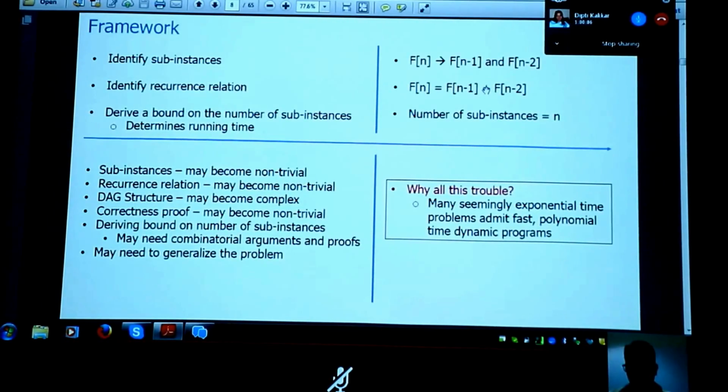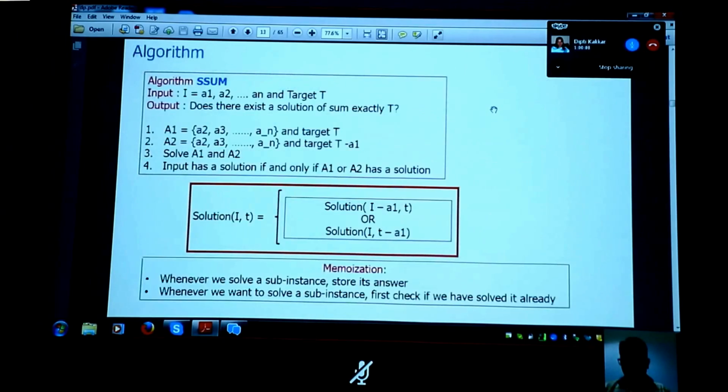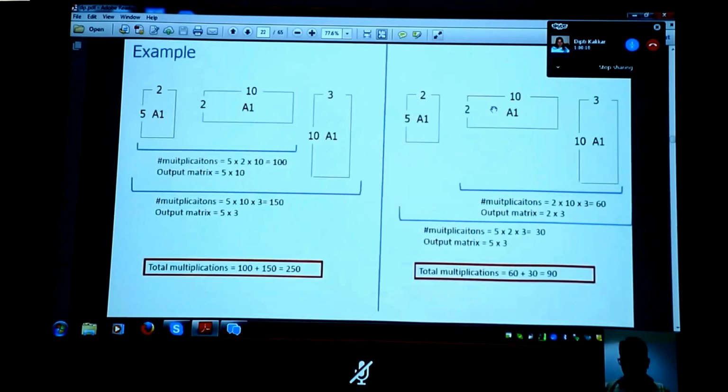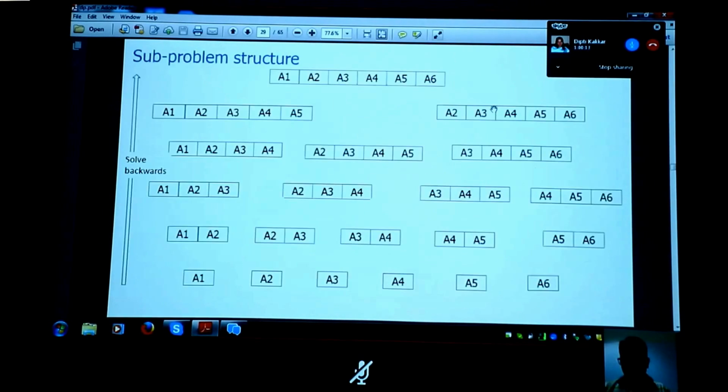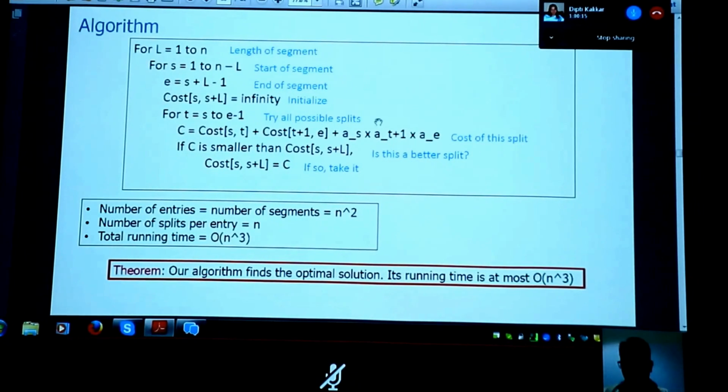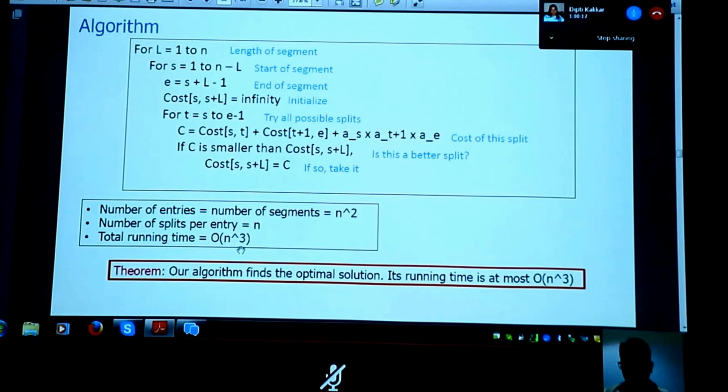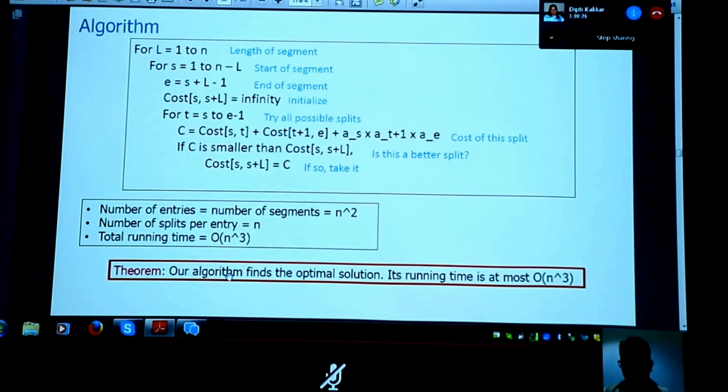Whereas matrix multiplication says something complicated. It says to take the min over n things. So the running time is slightly blown up then. You have to multiply by this n also. So that is the n cube. So what this means is that our algorithm finds the optimal solution and its running time is at most n cube.